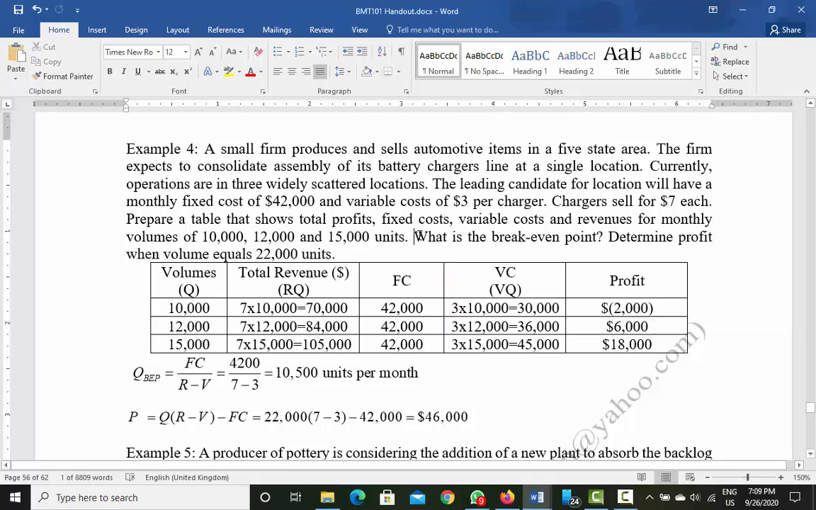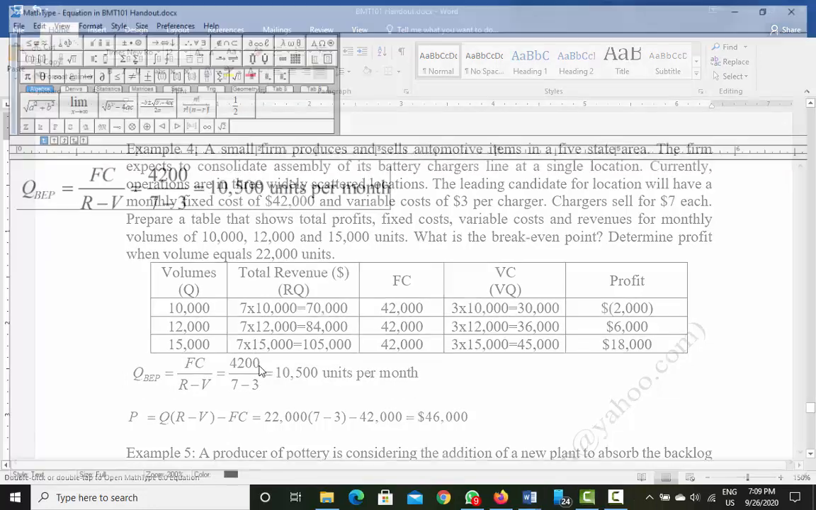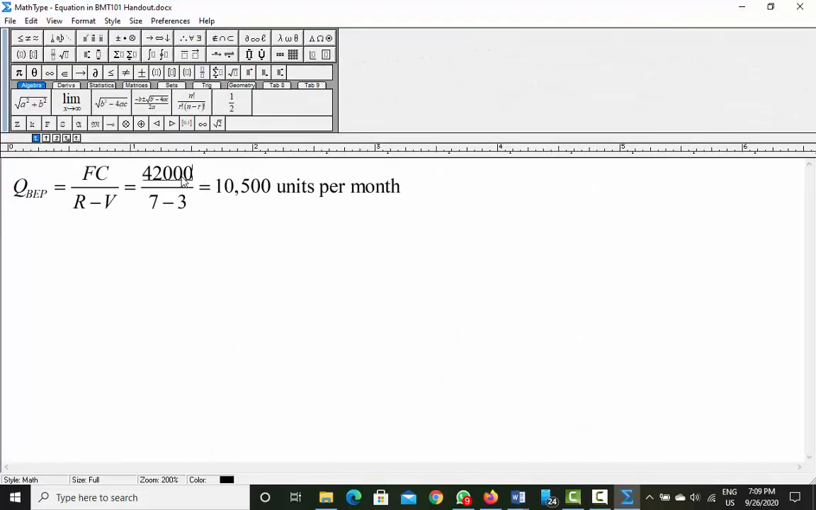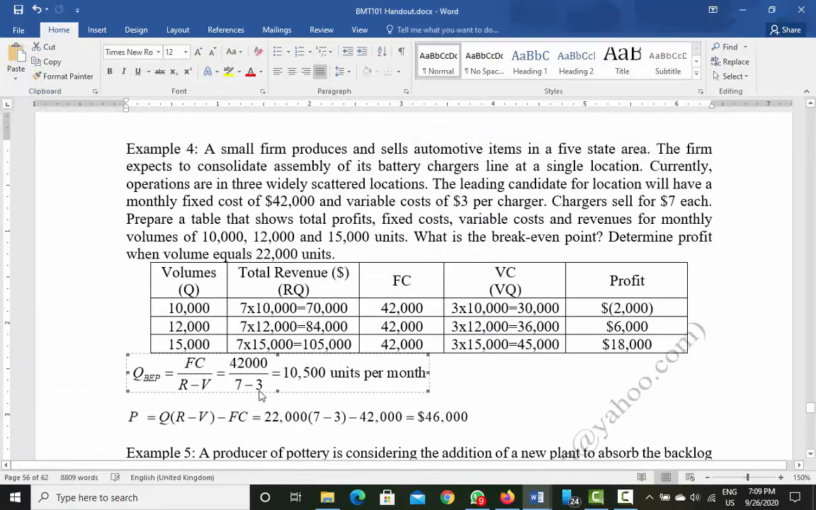Now the second question, what is the break-even point? We also need to find out the break-even point. This is the break-even point formula: fixed cost divided by R minus V. Fixed cost is $42,000. There is a typing mistake here. $42,000 divided by 7 minus 3 is equal to 10,500 units per month.